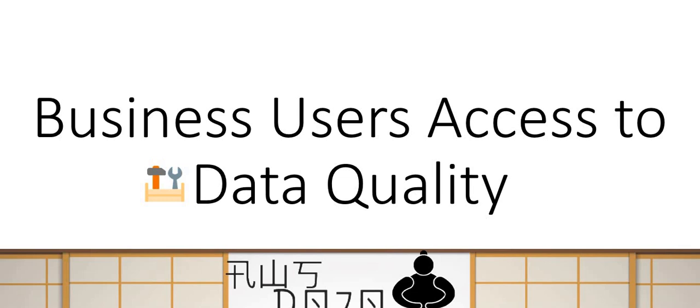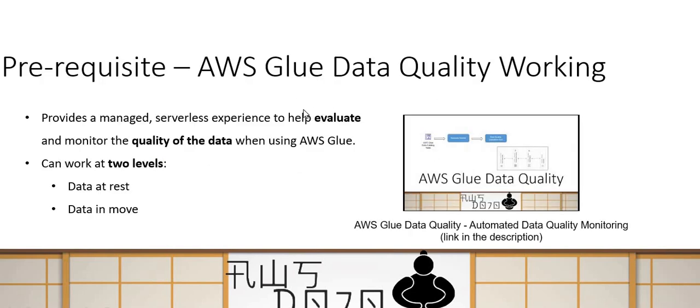Today we are going to talk about how your business user can access data quality in your data platform. So let's get started. Data quality in AWS is measured through the AWS Glue Data Quality feature. So it is required that you know how this feature works.